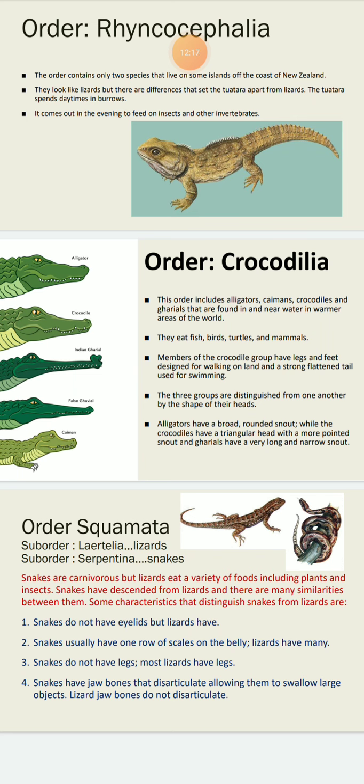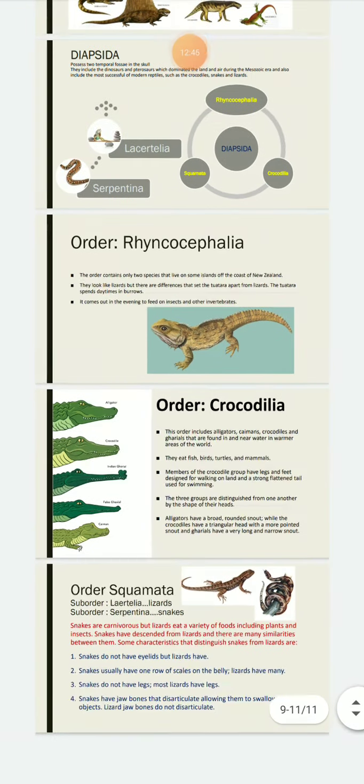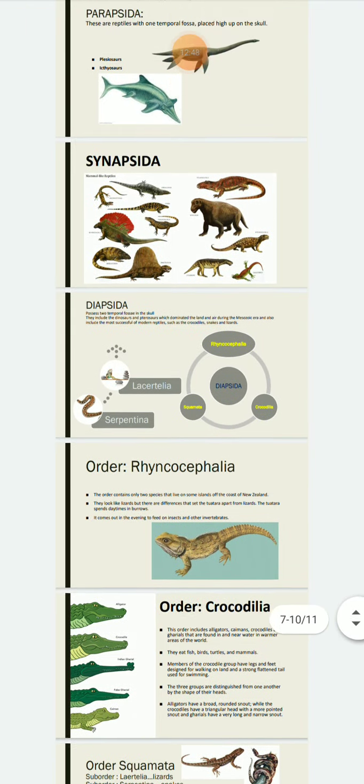Most lizards have legs. Snakes have jaw bones that disarticulate, allowing them to swallow large prey, whereas lizard jaw bones do not disarticulate. They have a limited opening, whereas a snake can open up wider compared to its mouth size. The best example is pythons gulping down larger mammals, which is a common sight. Okay, so this is about the reptilian classification.